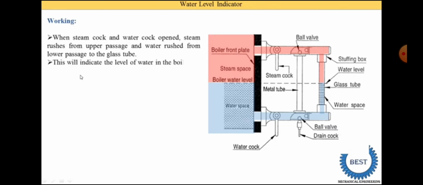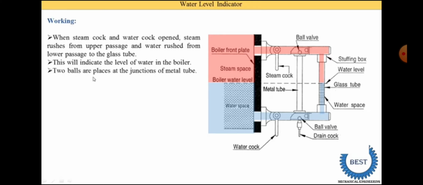Next point, these will indicate the level of water in the boiler. So when we open these 2 valves, at that time this glass tube indicates the proper level of the water that is present inside the boiler shell. So here you see the water level is here, and in the glass tube it indicates the same level.